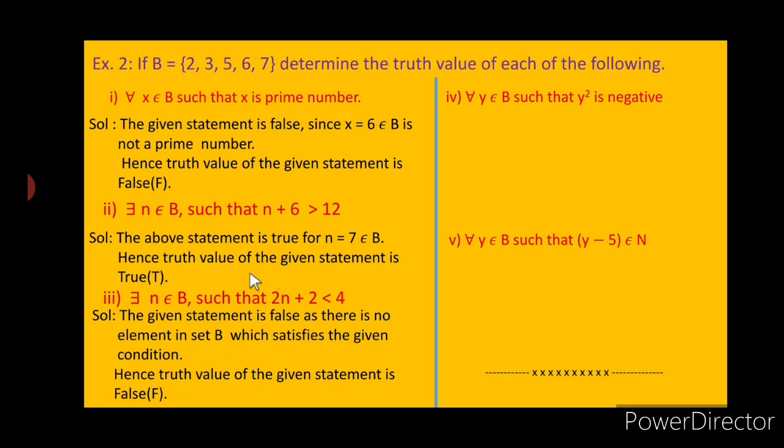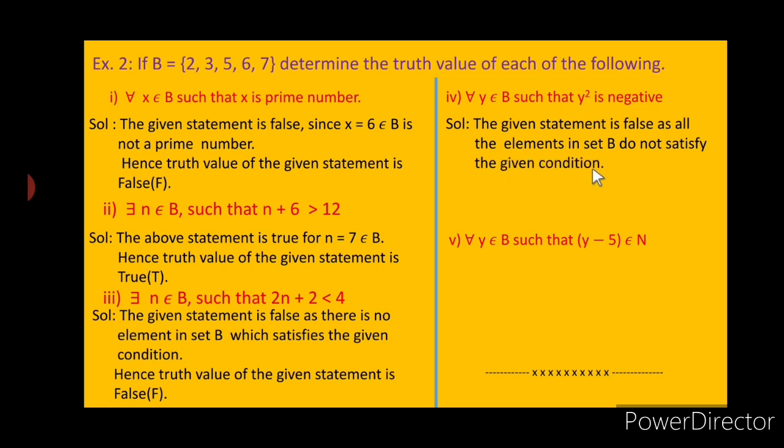Understood? Now the next one. For every y belonging to B such that y square is a negative number. Now they have used the quantifier for all. It is the universal quantifier. Now we know that y square is never negative. The square of a number is never negative. That means the given statement is false as all the elements in the set B do not satisfy the given condition. So the truth value will be F.